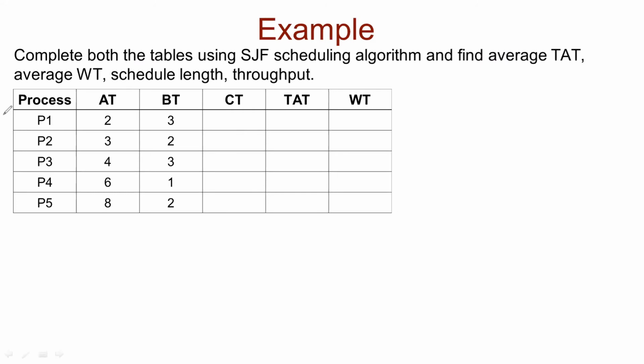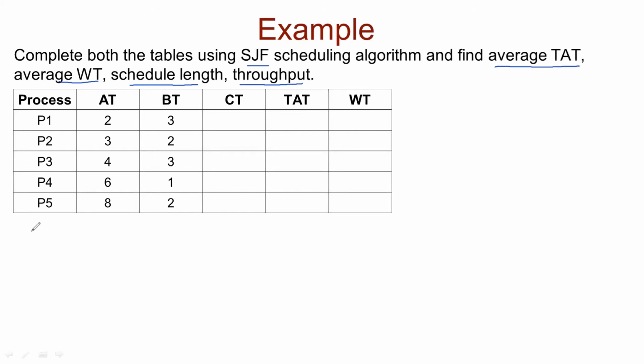Let's understand SJF with the help of an example. We have to complete this table using the SJF scheduling algorithm. And what do we have to find? Average turnaround time, average waiting time, schedule length, and throughput. I will discuss schedule length and throughput. So let's just start first.